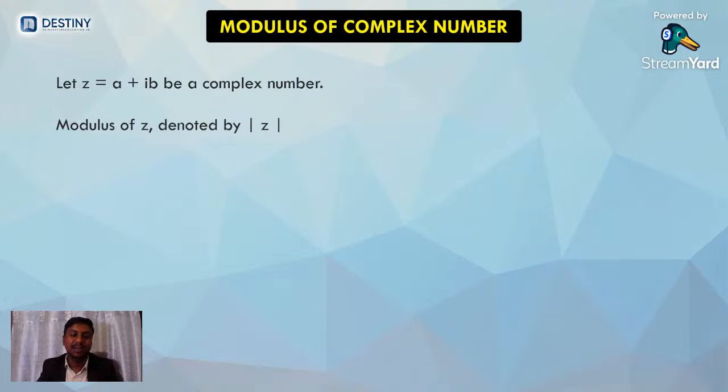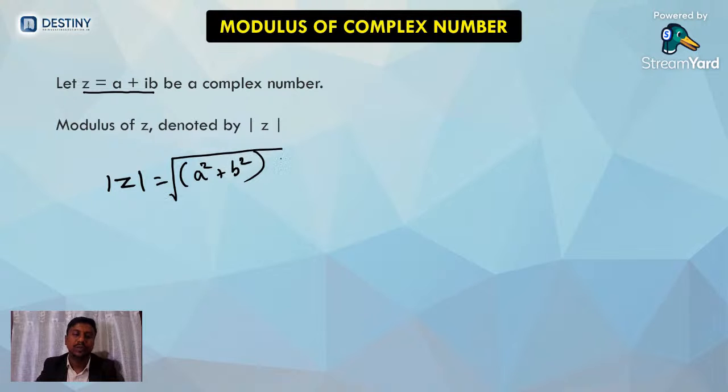What is that modulus? In the sense, here if z is equal to a plus ib, then the modulus of z is represented by this term: square root of a square plus b square, or a square plus b square power 1 by 2. That's it. This is what the modulus of a complex number is.